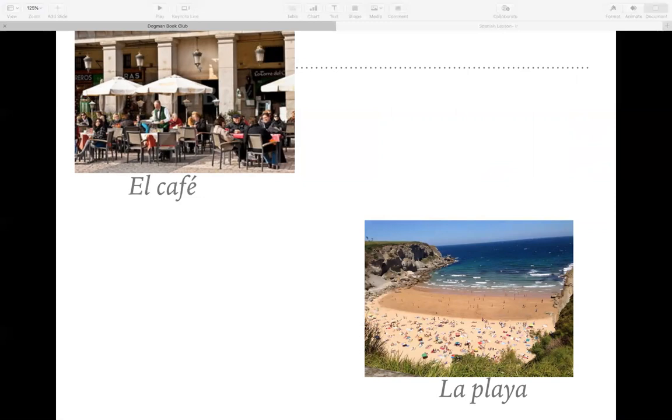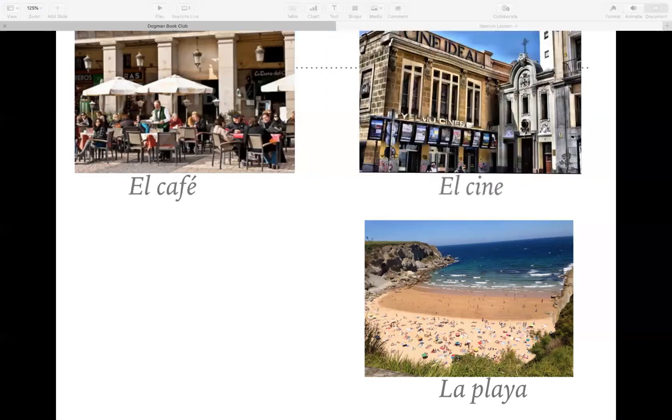But playa doesn't look like the English word beach, but it looks like play, right? And we like to play at the beach, so that's an easy way to remember it. La playa is beach. And if you do that as you're learning vocabulary words in Spanish, if you connect it to a little story or a word you know or something that it makes you think of, I guarantee you'll remember the words a lot longer.